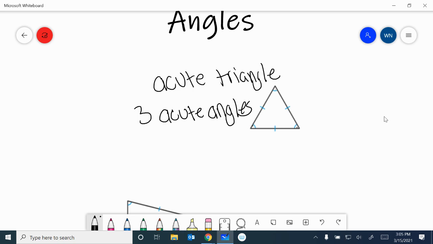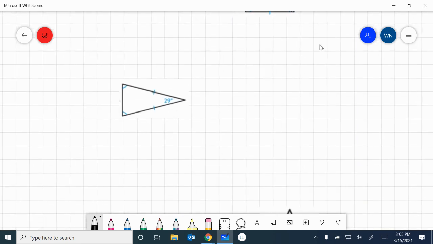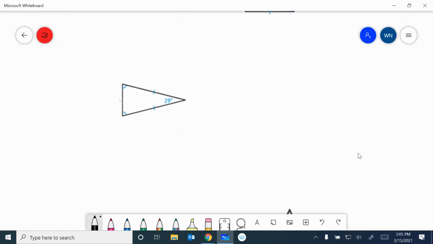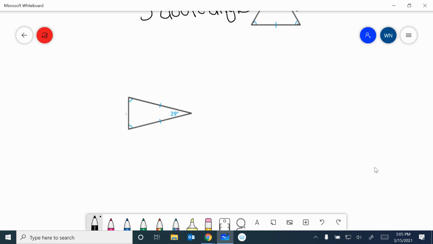Now, all the angles don't have to be the same. You know, I could have an acute triangle that looks, maybe not like that, like this. It's still acute, even though not all of its angles are the same. So they can be different. They just have to all be under 90 degrees. Let's look at this next one. So this one actually has a mistake in it. For this one, we need to go ahead and cross this one out.